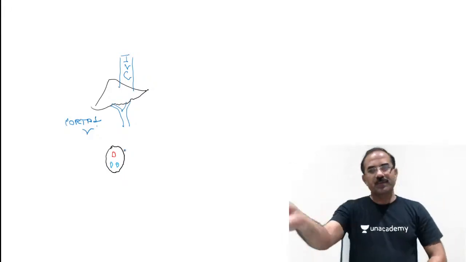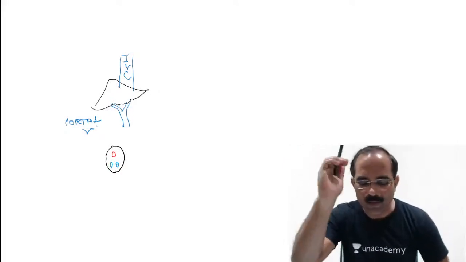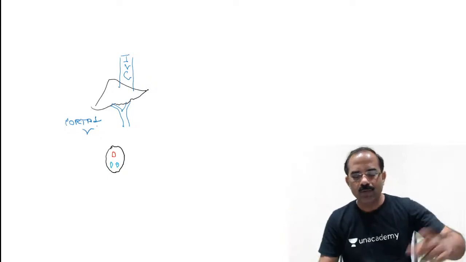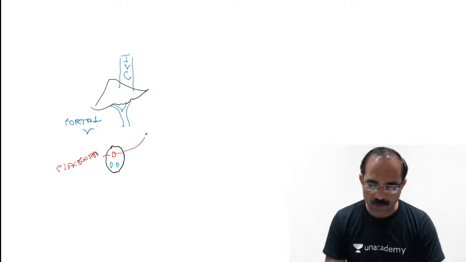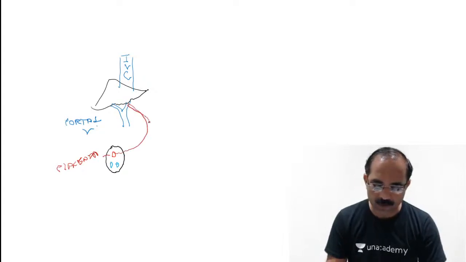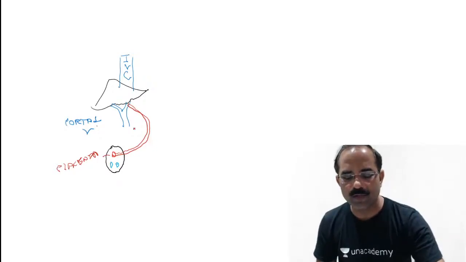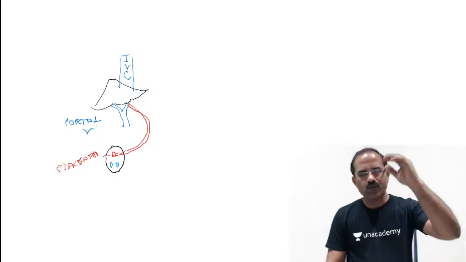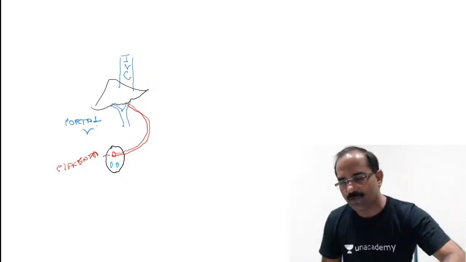So the contents of umbilical cord are 2 umbilical arteries and the left umbilical vein, because the left is left. Now this left umbilical vein will begin from where? Placenta. It will begin from the placenta. And it will go and join with what? The left umbilical vein goes and joins with the left branch of portal vein.